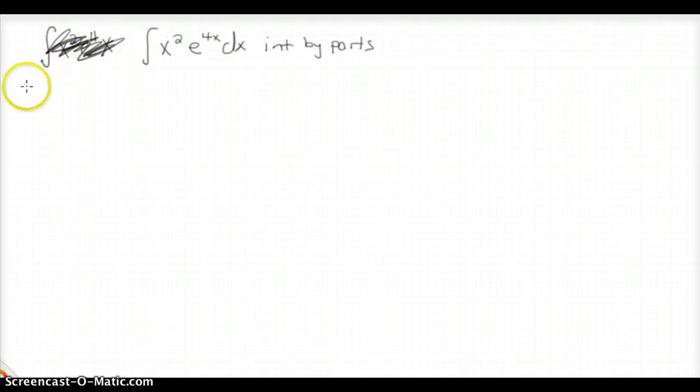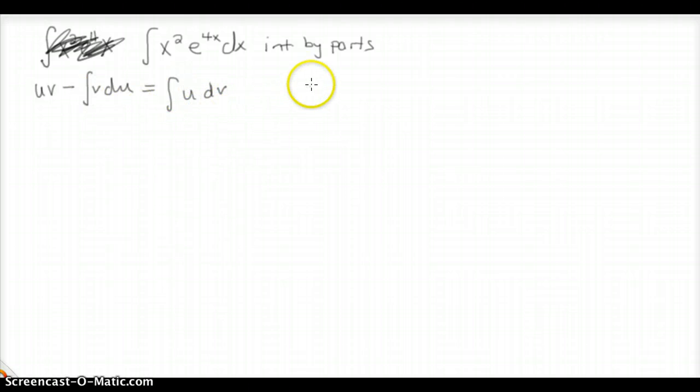So when using integration by parts, the formula for that is going to be uv minus the antiderivative of v du equals the antiderivative of u dv. What this big formula means is we need to pick a part of the function and let that be u, and take another part of the function and let that be equal to dv.